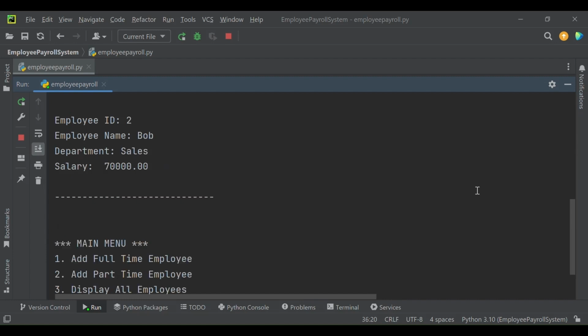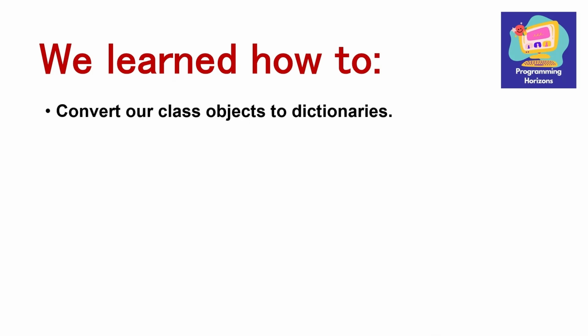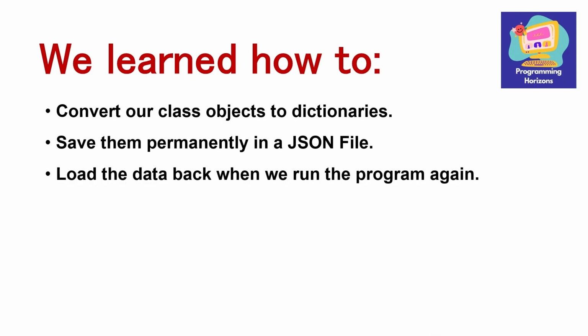And that's it everyone. With just a few simple steps, we successfully added JSON storage to our employee payroll system project. In this video, we learned how to convert our class objects into dictionaries, save them permanently in a JSON file, load the data back when we run the program again, and display the saved employee details.